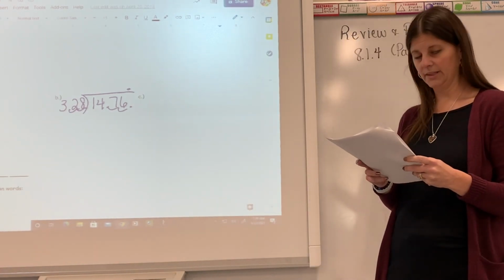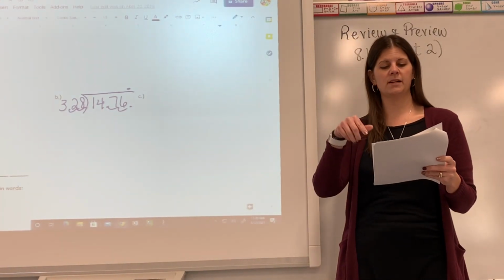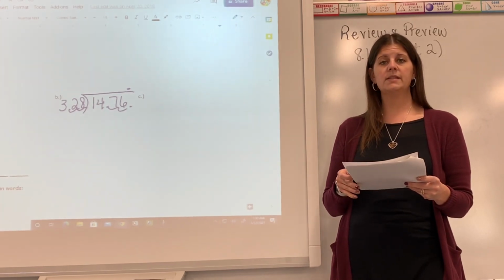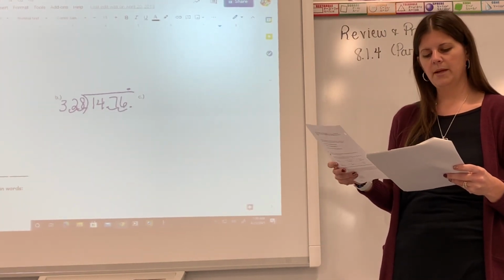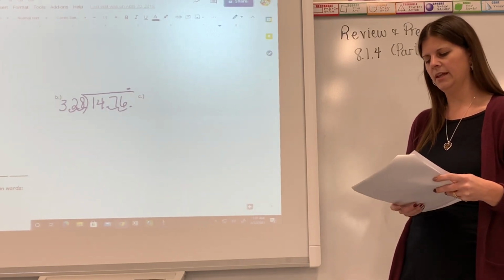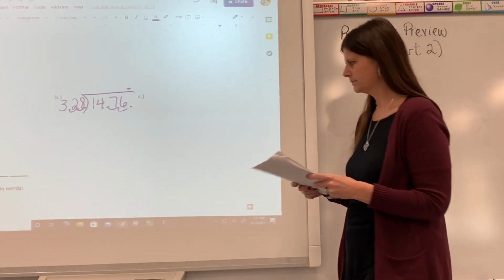Remember, we're not going to have leftovers. We're going to put a 0 and bring it down to keep dividing. For part C, you've got mixed numbers again, so start with the same thing for part A. Make them improper fractions, and then choose your division strategy.